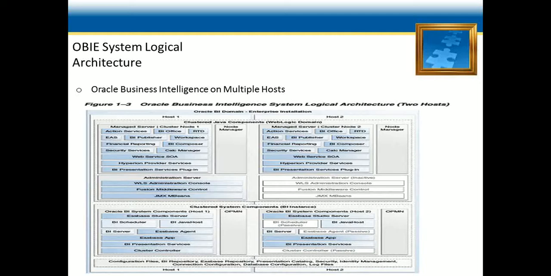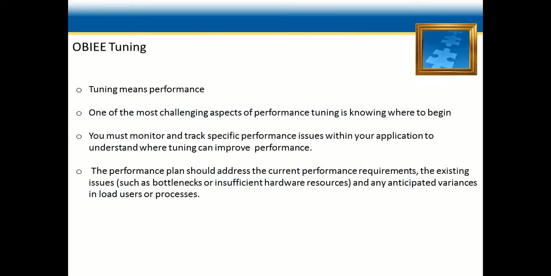In the figure, they have shown the Java components, the WebLogic server domain, and the system components, the BI instance, clustered on each host as part of the single BI domain. As you can see here, host 1 and host 2 are presented, and the clustered system components BI instance. So this is the multiple host system logical architecture.